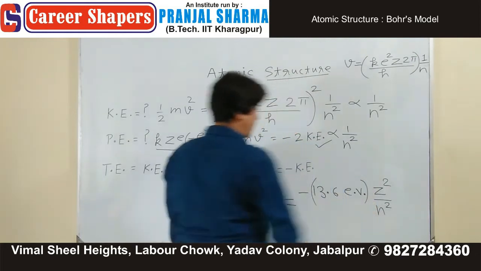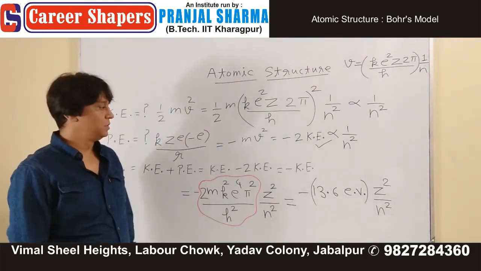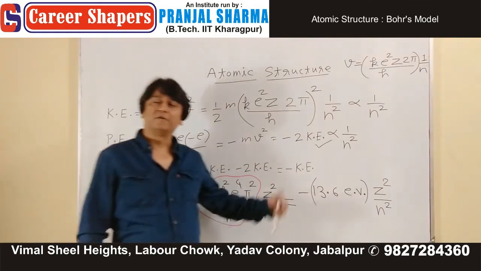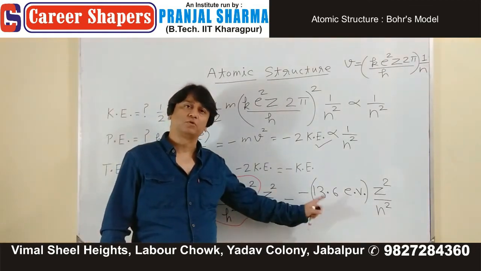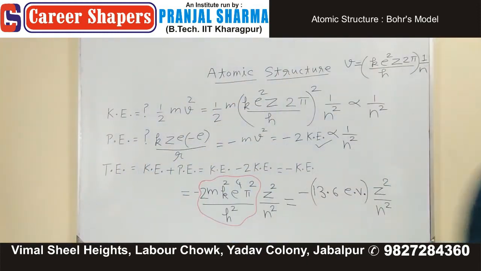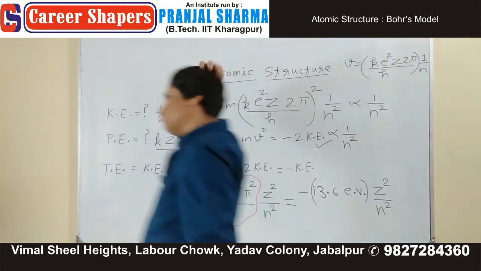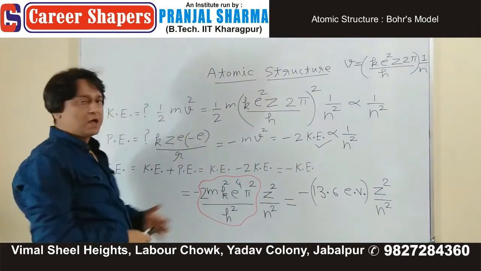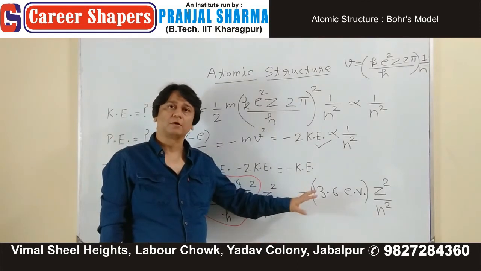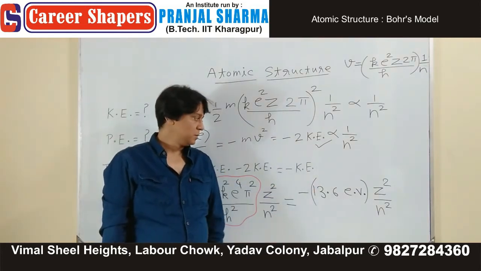Minus of 13.6 electron volts Z square upon n square. Have you ever seen something like this before? 13.6, yes or no? Good, at least you have seen this formula. So that's how we arrive at this value using Bohr's model.